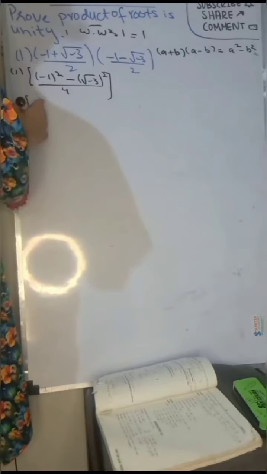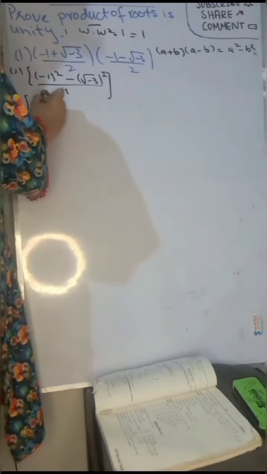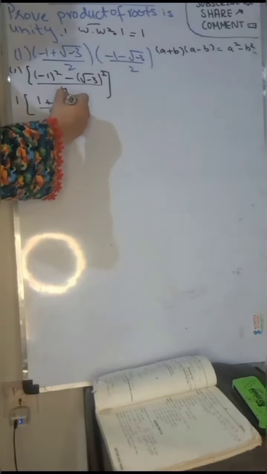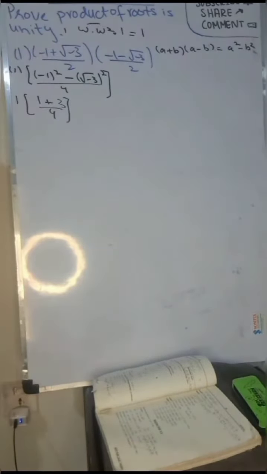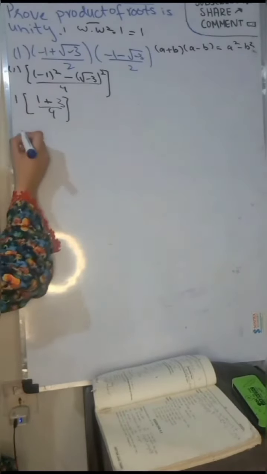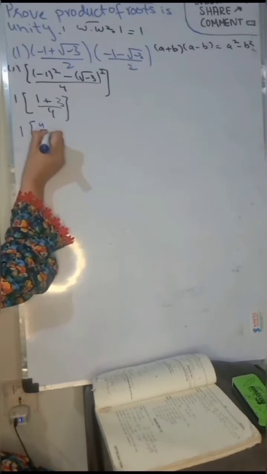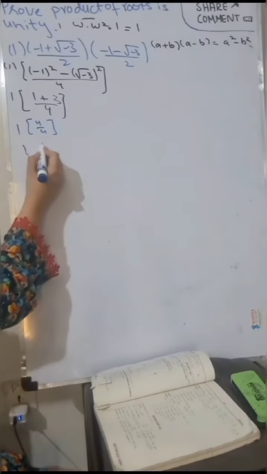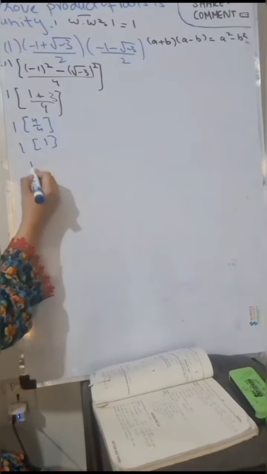Then 1 is the same. Then 1 and minus 1 is plus. This is 3 divided by 4. Next, just see, 1 would be the same. So 4 divided by 4, 1 plus 3. Then just see, 1 and this is also 1. Answer is 1.